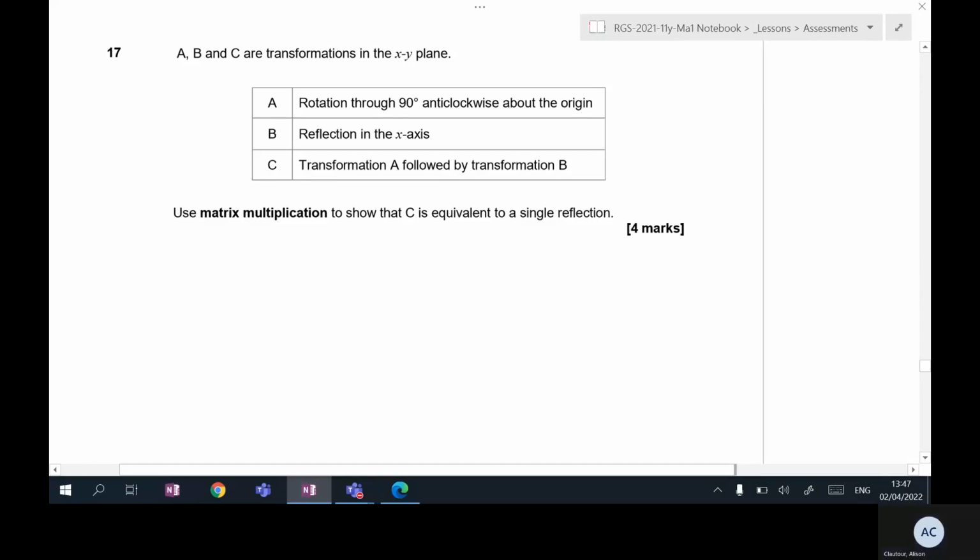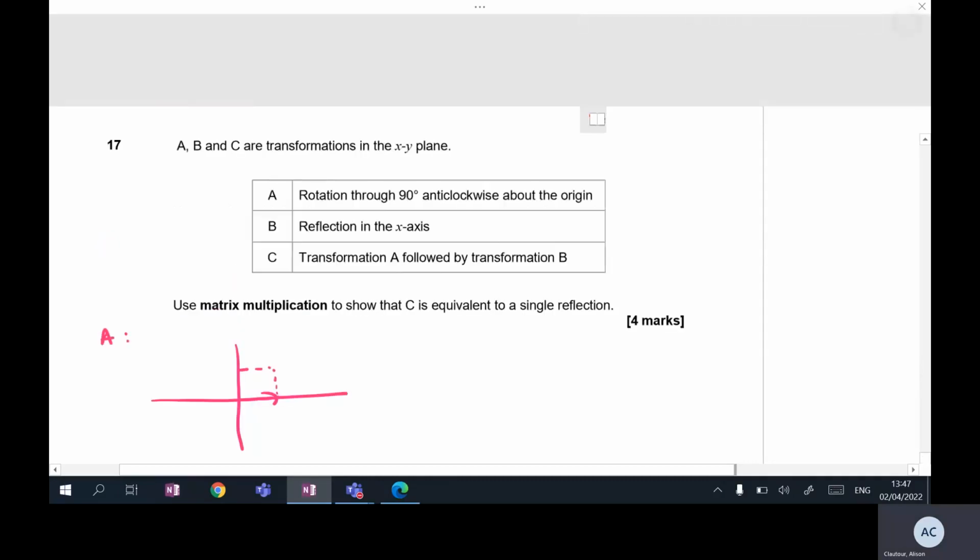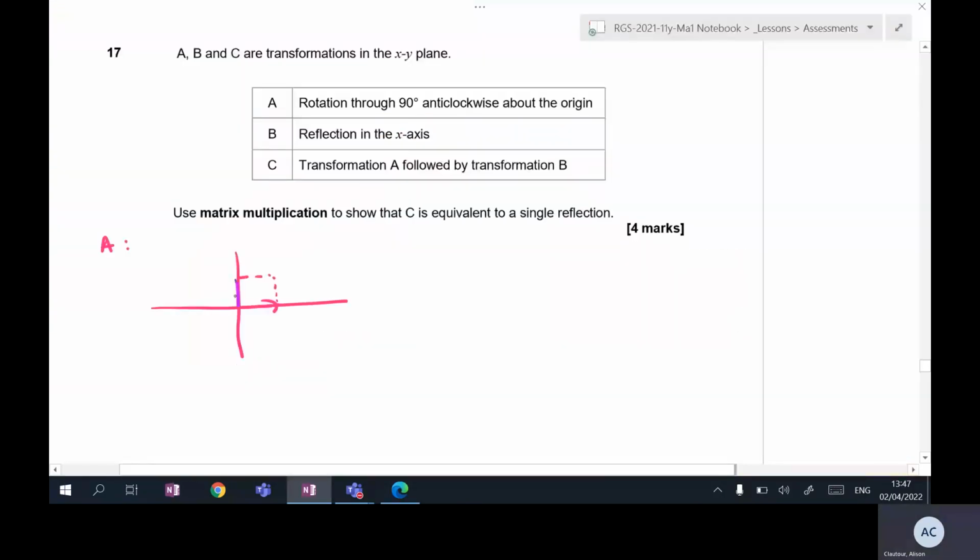So let's have a look at this question here. We've got A, B, and C are transformations given to you in a strange table. But let's have a look at what each matrix would be. So let's have a look at matrix A. So if you draw the unit square, make sure your horizontal and your vertical vectors are in different colours, so it makes it easier to see. So if we're rotating that 90 degrees anti-clockwise, it takes my purple one to there, and my pink one goes to the y-axis, so it'll become there. So my pink vector has actually become 0, 1. My purple vector has become minus 1, 0.